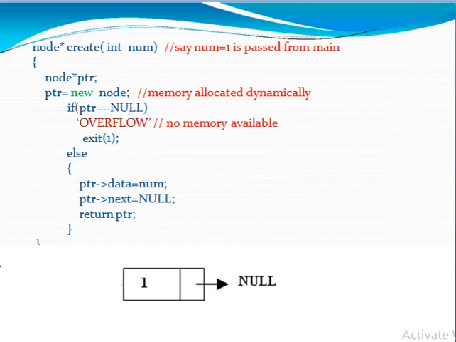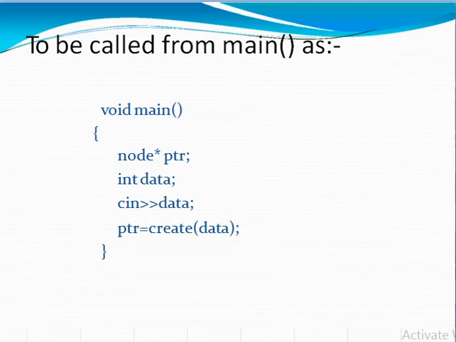If we have to generate a node with a single element, say 1 is the data element, it does not carry the address of the next element because it is the null node, we can say.